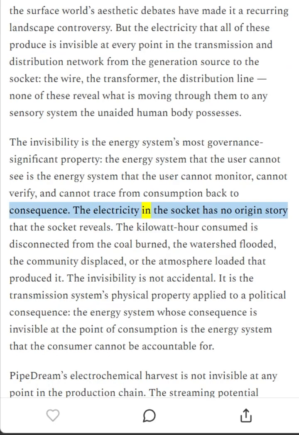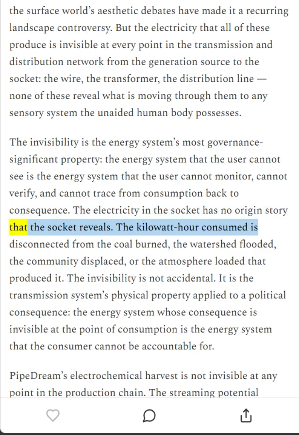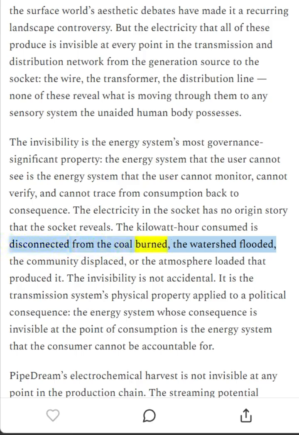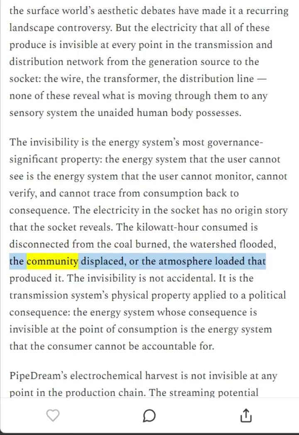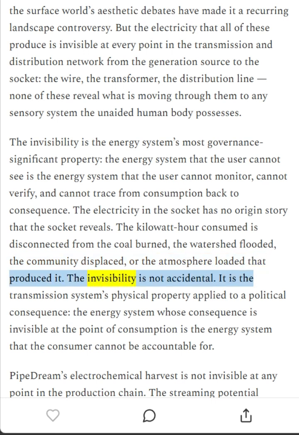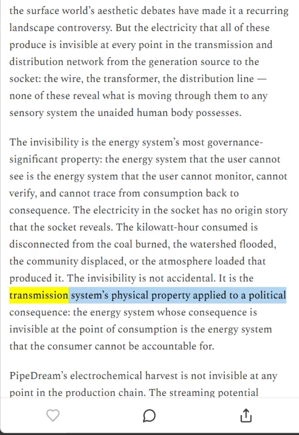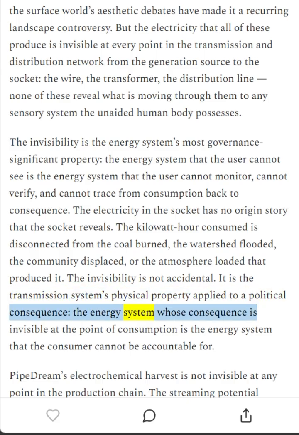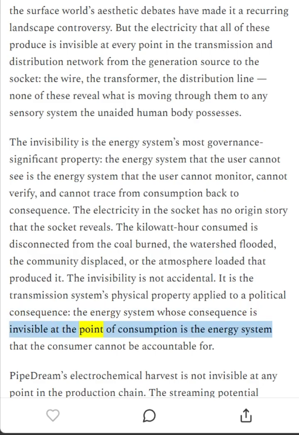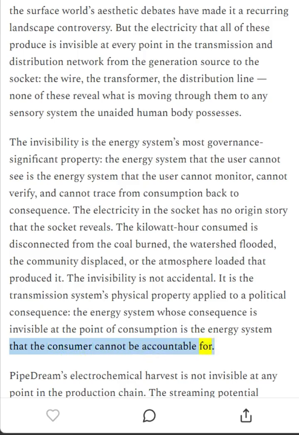The electricity in the socket has no origin story that the socket reveals. The kilowatt-hour consumed is disconnected from the coal burned, the watershed flooded, the community displaced, or the atmosphere loaded that produced it. The invisibility is not accidental. It is the transmission system's physical property applied to a political consequence. The energy system whose consequence is invisible at the point of consumption is the energy system that the consumer cannot be accountable for. Pipedream's electrochemical harvest is not invisible at any point in the production chain.